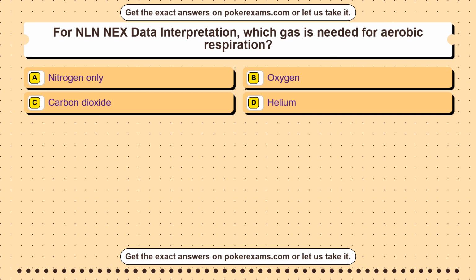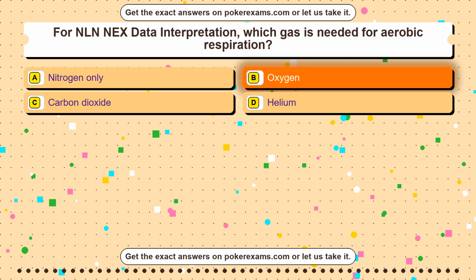Question 32. For NLN NEX Data Interpretation, which gas is needed for aerobic respiration? Option A nitrogen only. Option B oxygen. Option C carbon dioxide. Option D helium. The correct answer is option B. Oxygen.